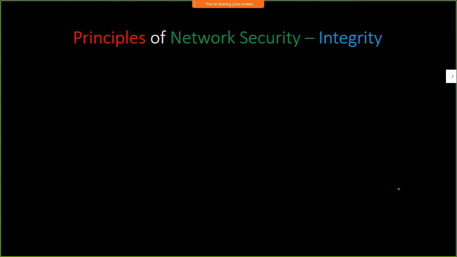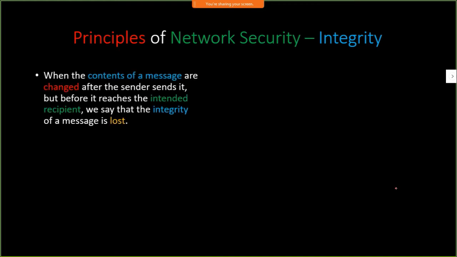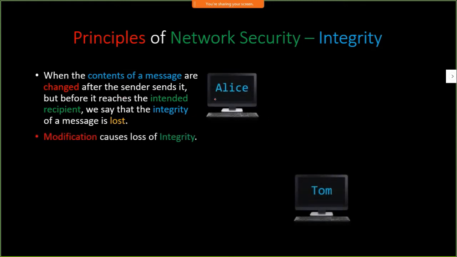So what is integrity? When the content of a message is changed after the sender sends it, but before it reaches the intended recipient, we say that the integrity of the message is lost. That means modification causes loss of integrity.